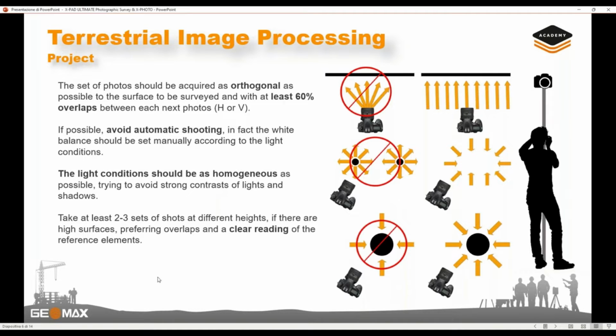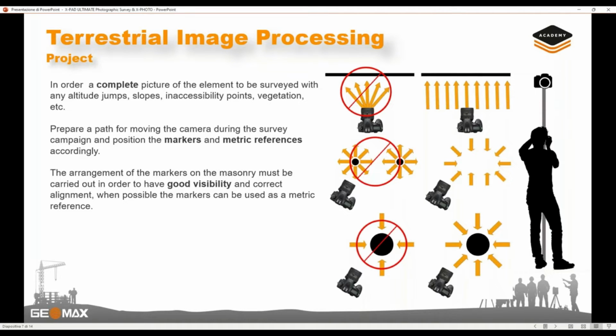Take at least 2-3 datasets of shots at different heights. For example, usually for a higher facade, the better thing is to use a pole which we can extend to acquire the photos orthogonal to the facade but with different elevations.